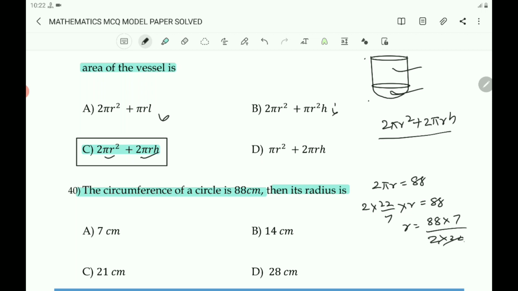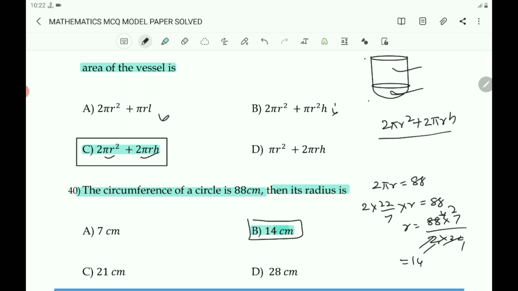Then you will get 22 ones are 22, 4s are 88, 2 ones are 2, 2 twos are 4. So you got 14. Then what is the radius? Radius is 14 centimeter. So option B is the answer. Option B is the answer.